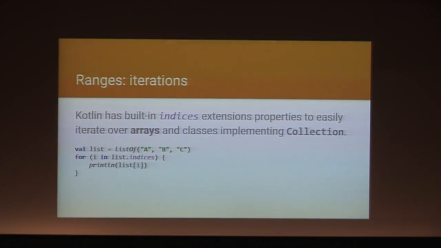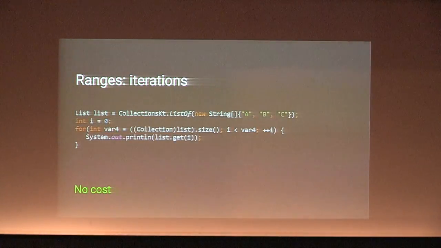Kotlin also has built-in indices extension properties for arrays and collections, so classes implementing the collection interface. And when you iterate on indices again, the bytecode is also optimized, it's not generating any temporary objects. But it doesn't work if you roll your own. So if you create your own indices property, for example, for a class that doesn't implement collection, then it's not going to work. It's going to instantiate a new object.